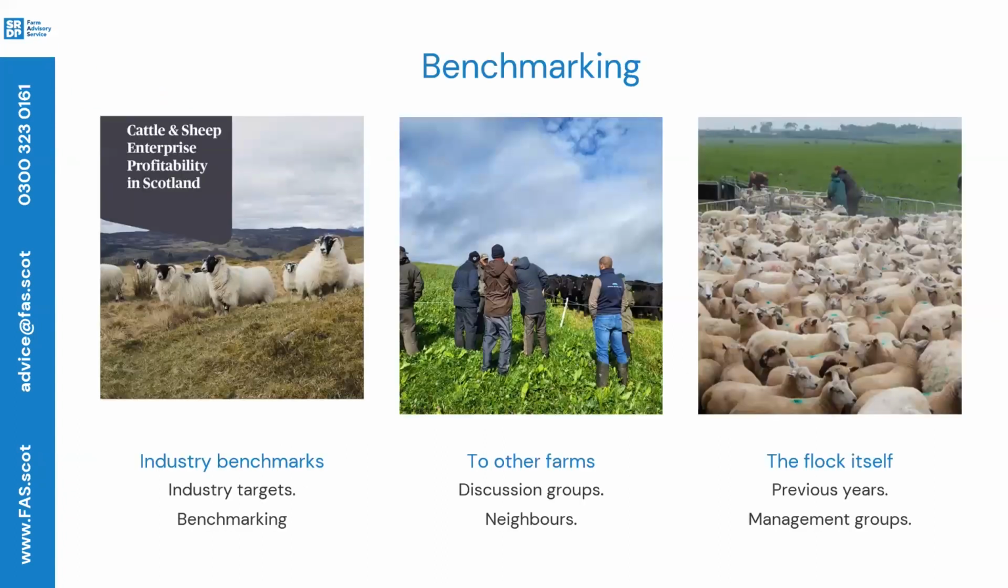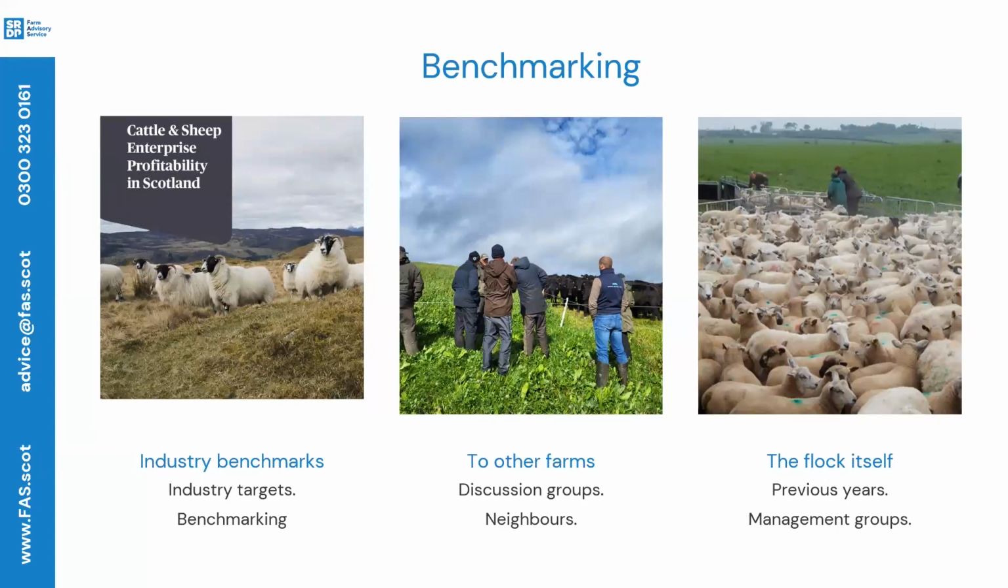If we're thinking about benchmarking, let's do them in reverse order. The first point of note would be to look at your own flock, looking at previous years and tracking your own performance to see where you want to go. And if you've got more data, perhaps at a managing group level as well, as we'll see with Duncan, you can get even more learnings if you know how different groups were managed, almost like an on-farm trial. And look at previous years.